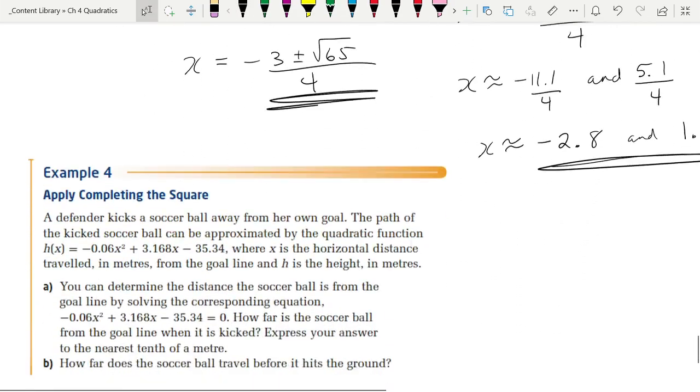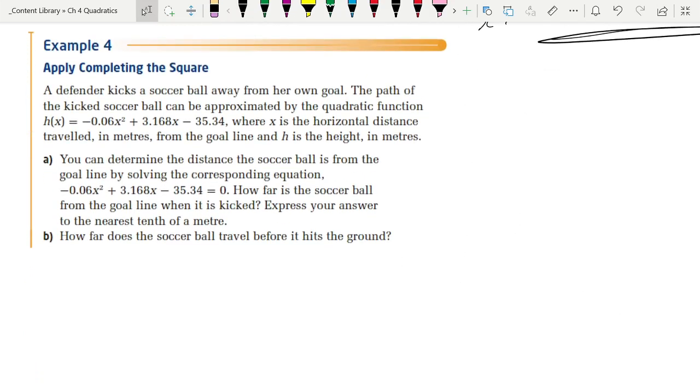All right, now let's actually do one with a problem solve. A defender kicks a soccer ball away from her own goal. The path of the kicked soccer ball can be approximated by this curve, where x is the horizontal distance traveled in meters from the goal line, and h is the height in meters. You can determine the distance the soccer ball is from the goal line by solving the corresponding equation. So how far is the soccer ball from the goal line? Express your answer to the nearest tenth of a meter.